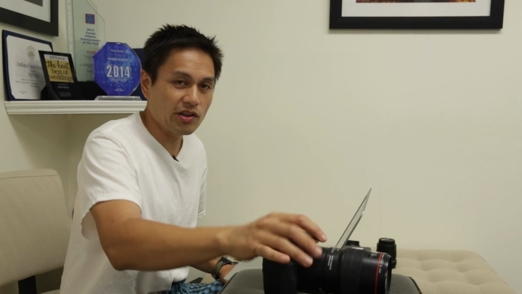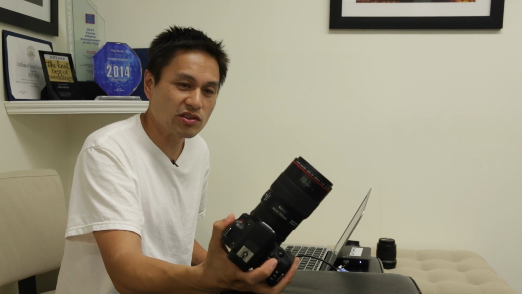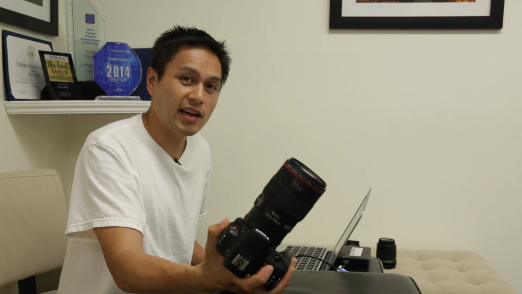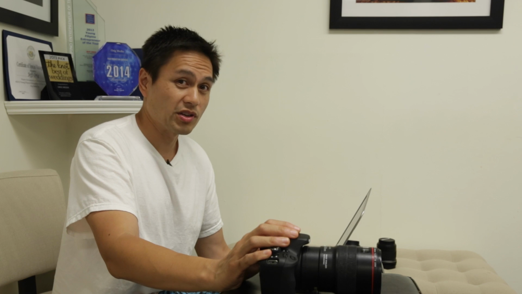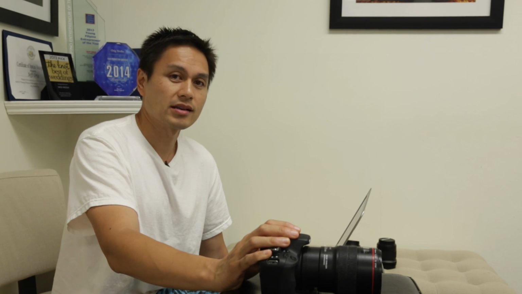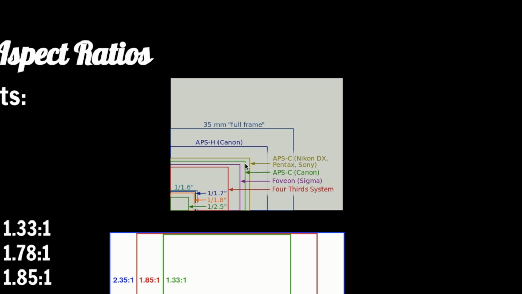So this is the SL1, and I kind of like showing this because it's one of the least expensive DSLRs that you can get today that can shoot video. And this sensor is a cropped sensor. It's actually APS-C. And if you look at this image here, it shows you all the different sensor sizes. So there's APS-C for Canon over here, and then there's APS-H, and then 35mm full frame.